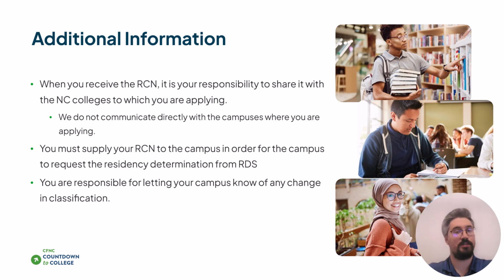So a little bit of additional information that is important for you to know. When you receive that RCN, it is your responsibility to share it with the North Carolina colleges because we do not communicate directly with the campuses to which you are applying. So the way the process works is that you will supply that RCN to the campus, and then the campus will request the residency determination from RDS. So if you apply to a state school to receive in-state tuition, you give them the RCN, they will request your residency status from us, and we will tell them, yes, you are a resident, you qualify for the in-state tuition. And you are responsible for letting your campus know if there is any change in classification.